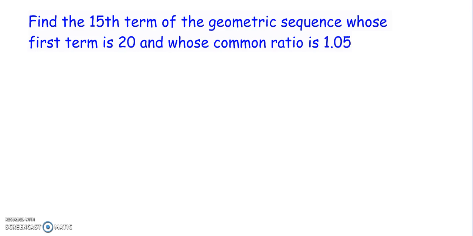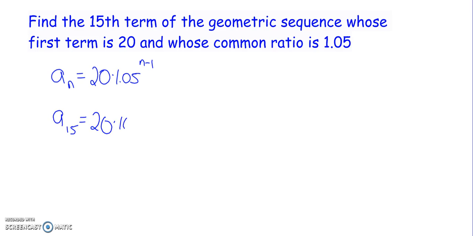To do this, having a formula for A_n is going to be very important, and essentially the formula for a geometric sequence is always first term times the common ratio raised to the n minus 1 every single time. So just plug it into the formula. If I want the 15th term, then A15 is equal to 20 times 1.05 raised to the 15th.